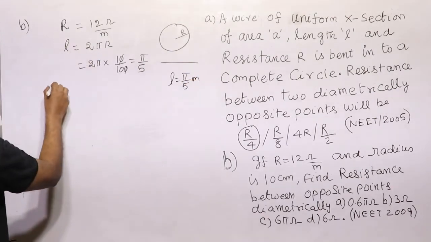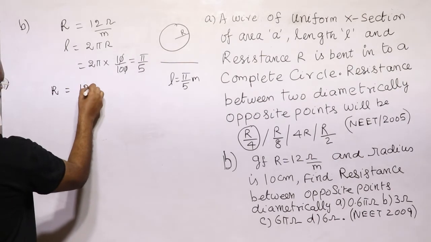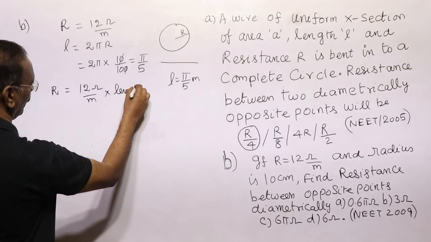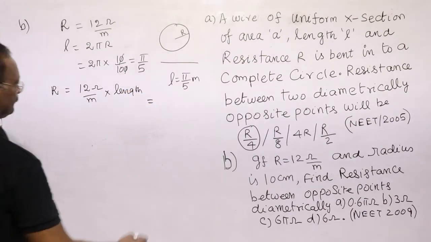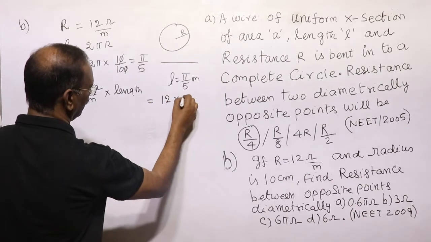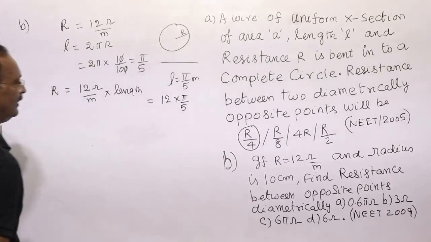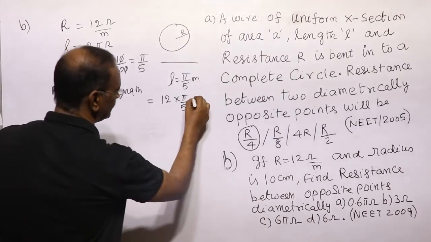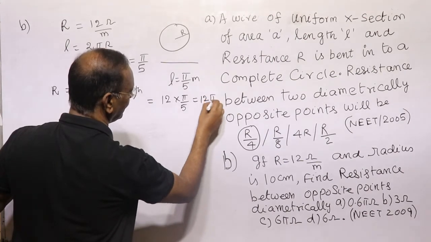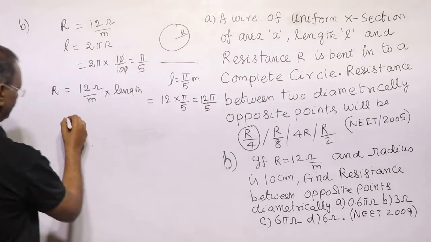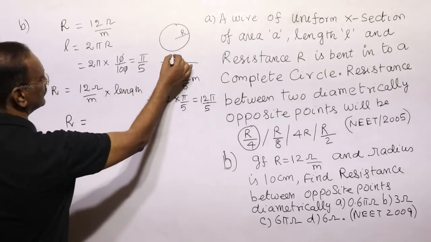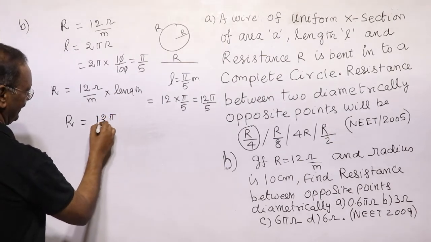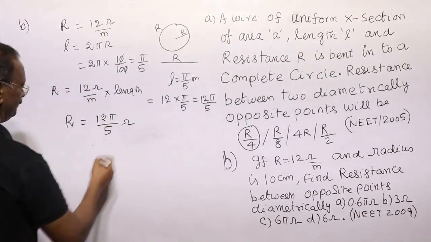So the resistance is 12 ohm per meter into the length, pi by 5 meter. The original resistance R of this wire is 12 pi by 5 ohm.